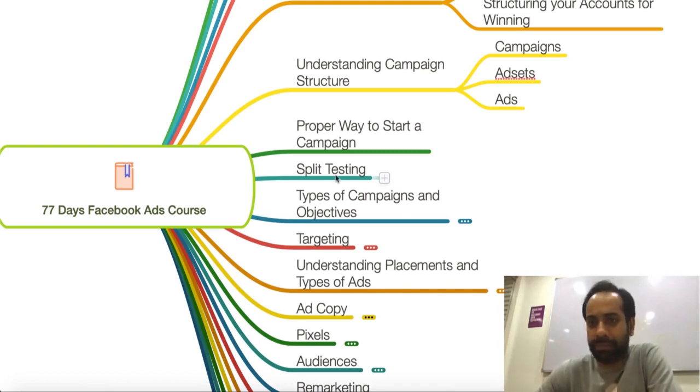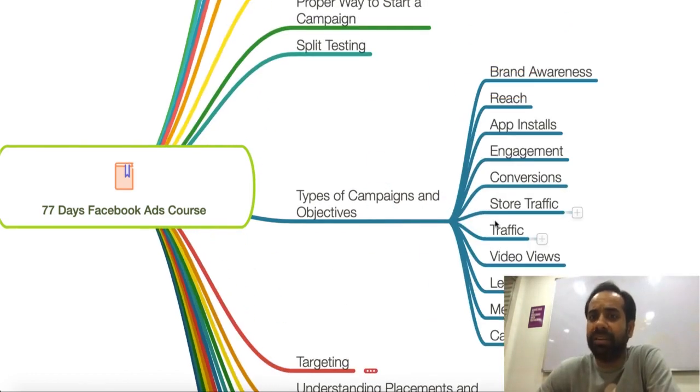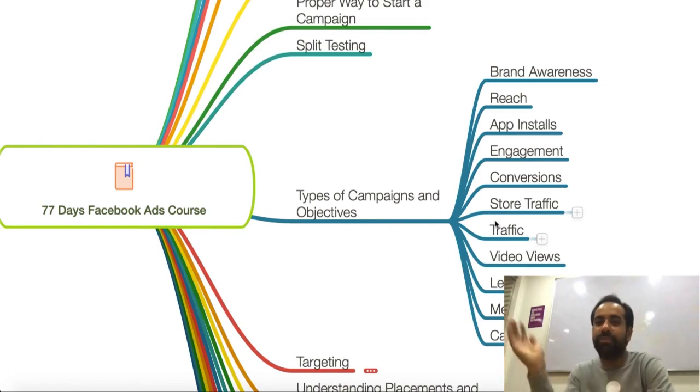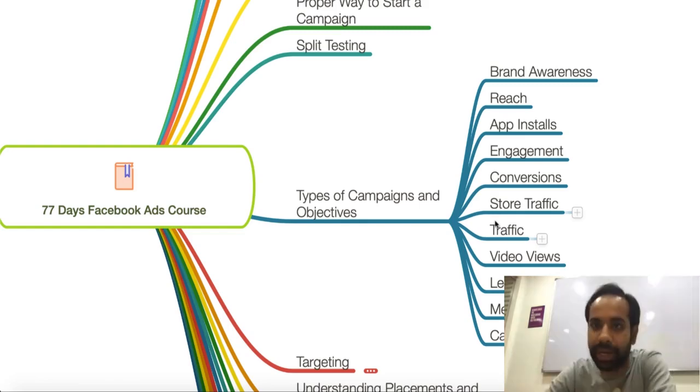Then we're going to talk about a lot of split testing. We're going to talk about types of campaigns and objectives. We're going to talk about brand awareness, reach, app installs, engagement, conversions, store traffic, video views, lead gen, messages, catalog sales. Dynamic catalog remarketing would be covered because of catalogs.